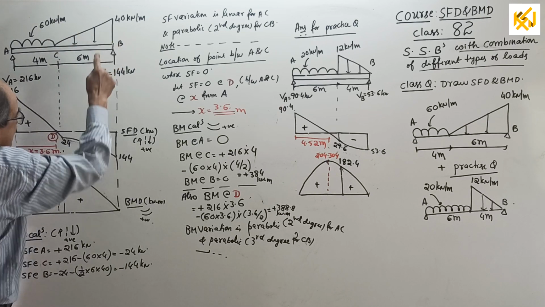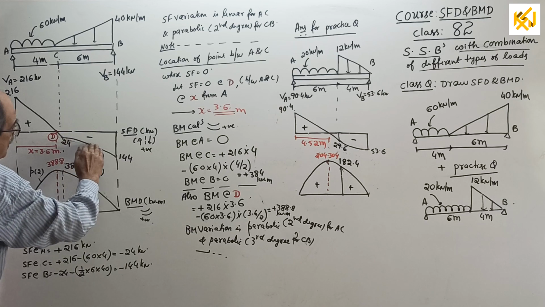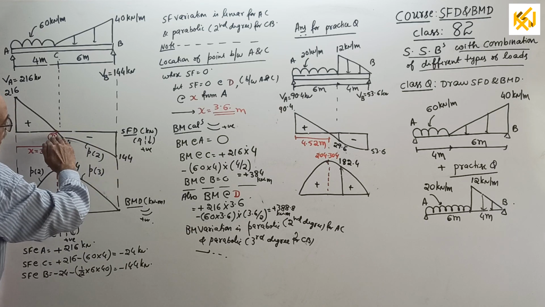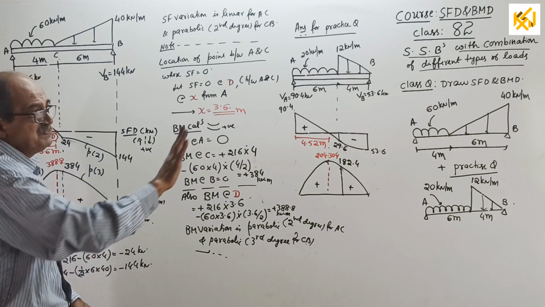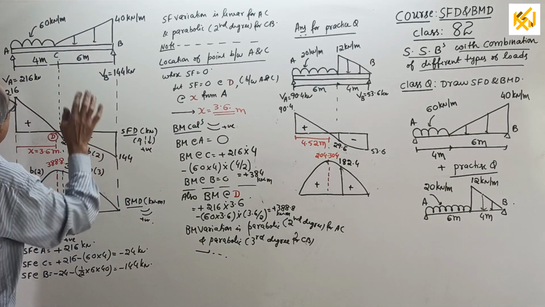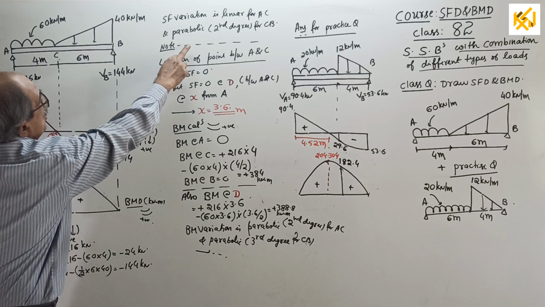Intensity is maximum slope here. The curve is like this. See, this time the curve is like this. Next time the curvature will become this way. I will explain there. Now, BM calculation. Some note, you are right.